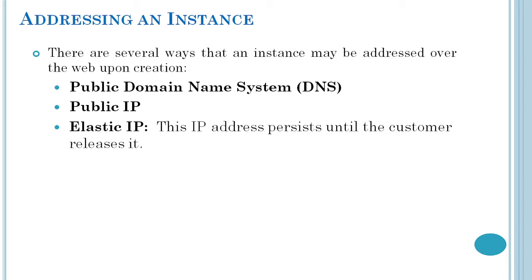First is public Domain Name System. When you launch an instance, AWS creates a DNS name that can be used to access the instance. This DNS name is generated automatically and cannot be specified by the user.